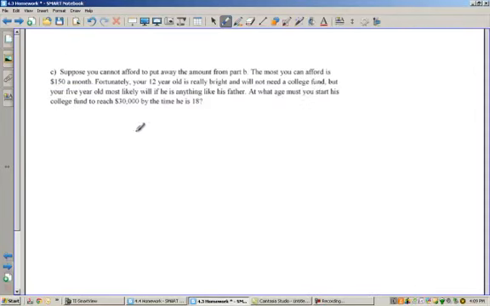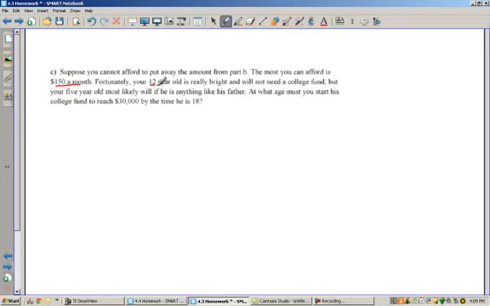On part C, it says, suppose you cannot afford to put away the amount from part B. So the $331.20 a month was too much. The most you can afford is $150 a month. Fortunately, your 12-year-old is really bright and will not need a college fund. But your 5-year-old most likely will if he's anything like his father. At what age must you start his college fund to reach $30,000 by the time he is 18?